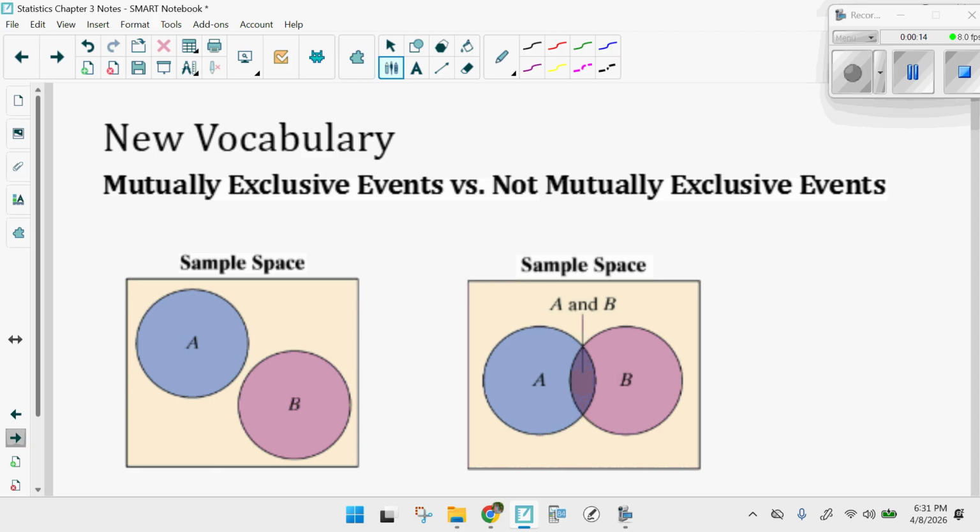Mutually exclusive is when you're completing one event and the events that you are looking to complete cannot happen at the same time. So another way to think of it is it's two events with no outcomes in common.